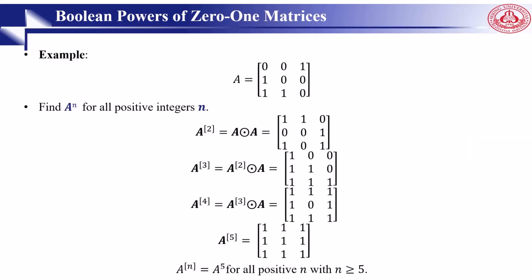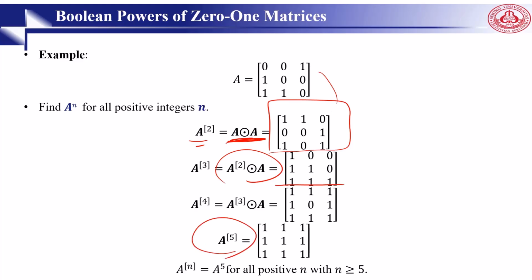Here is an example. Here we have 0, 0, 1, 1, 0, 0, and this one. So we want to do, for example, the power of 2, right? If you do it, it means this one multiplied by itself, Boolean product, right? So if you do, then you will come with this one, right? If you do 3 times, it means this one by this one. Finally, if you do 5 times, then you will come to this one. For n more than 5, it remains the same. It means A of 6 equals A of 5, right?